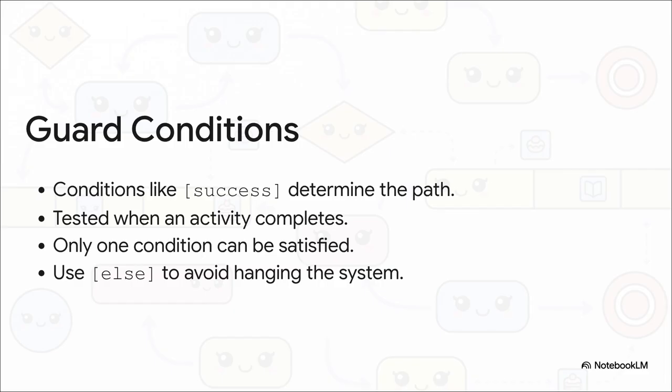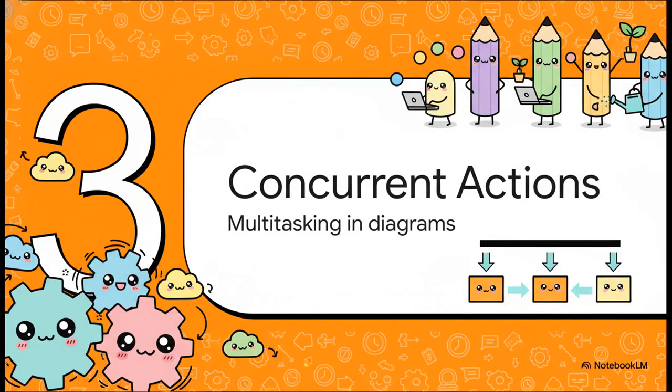It catches any case you didn't think of and prevents your whole process from just getting stuck. Okay, so we've got steps that happen one after another, and we have branching choices. But, you know, modern systems and businesses are all about multitasking. So how do we show actions that are all happening at the very same time?